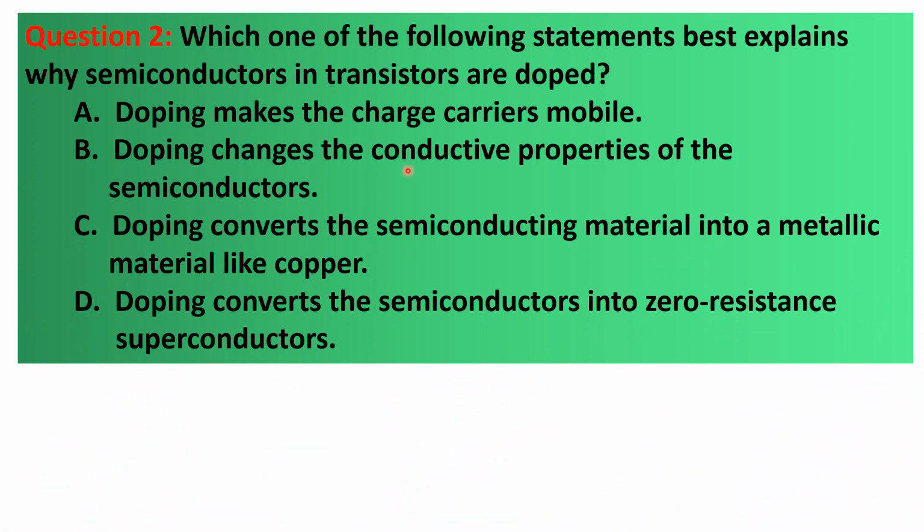Question number 2. Which one of the following statements best explains why semiconductors are used, for example, in transistors? Why are they doped? Alright, letter A. Doping makes the charge carriers mobile. Letter B. Doping changes the conductive properties of the semiconductors.